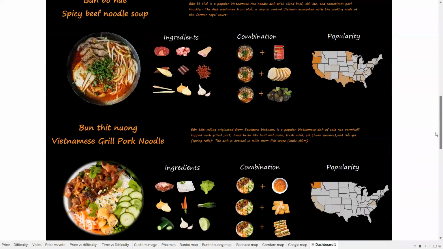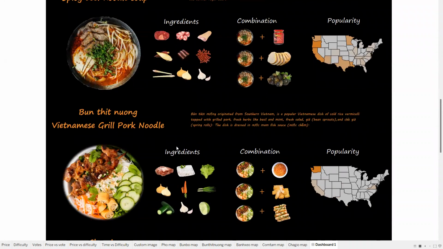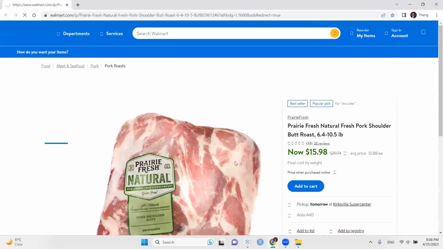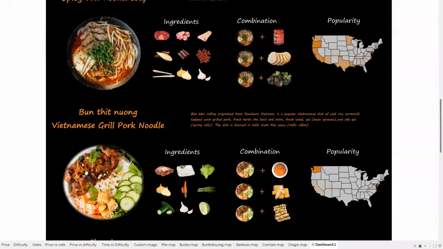The third dish that I want to do with you is the bún thịt nướng, which is a Vietnamese grilled pork noodle. In order to make good grilled pork here, what you actually need is pork shoulder, because pork shoulder has a perfect proportion of meat and fat. So it's going to make the meat kind of crispy and together not very dry.